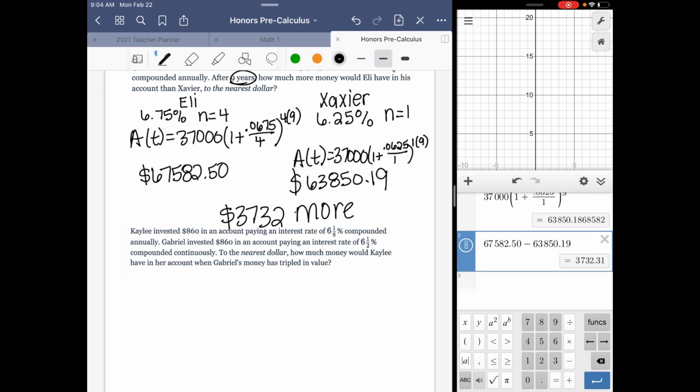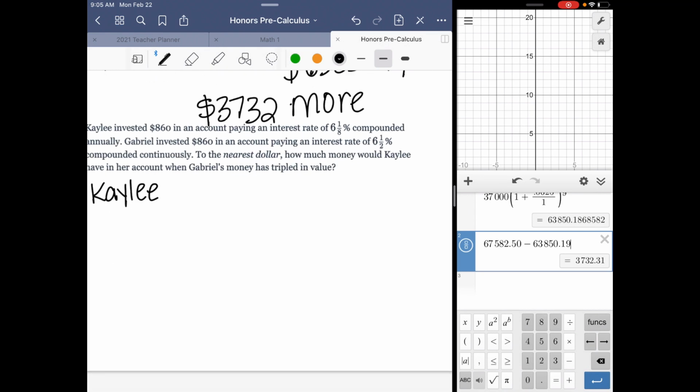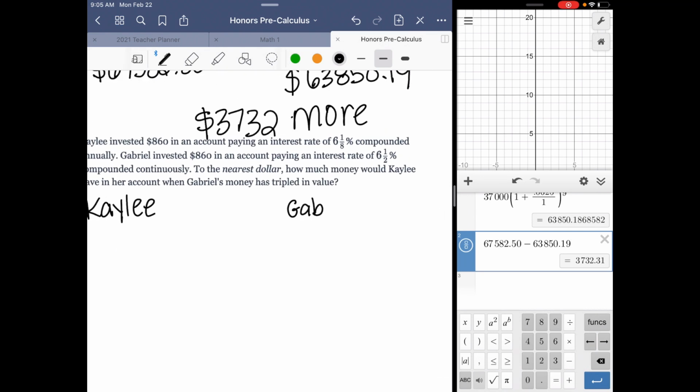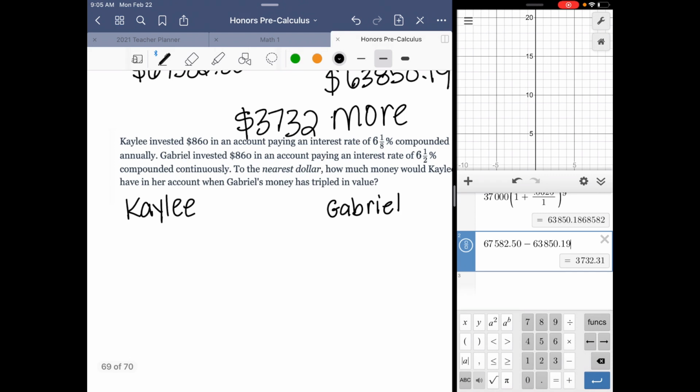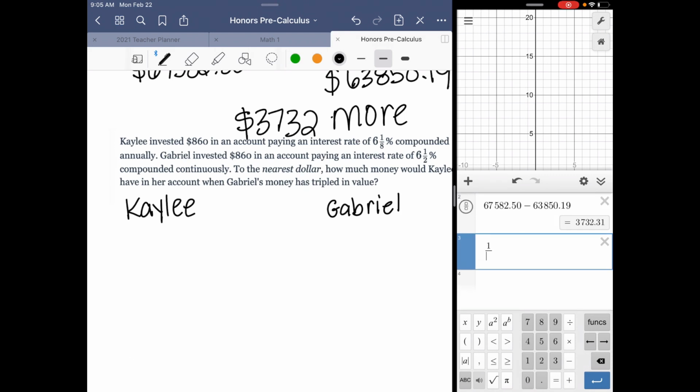All right, so then it says Kaylee invested $860 in an account paying at a rate of 6 1/8 compounded annually. Gabriel invested $860 in an account, and he would pay an interest rate of 6 1/2% compounded continuously. All right, so we have Kaylee, and we have Gabriel. So we have 6 1/8. So if I do 1/8, that's going to be 6.125%. He's compounded annually, so n equals 1.